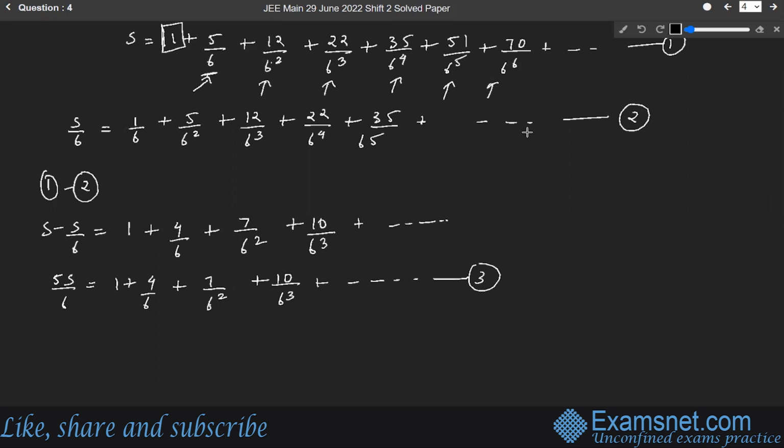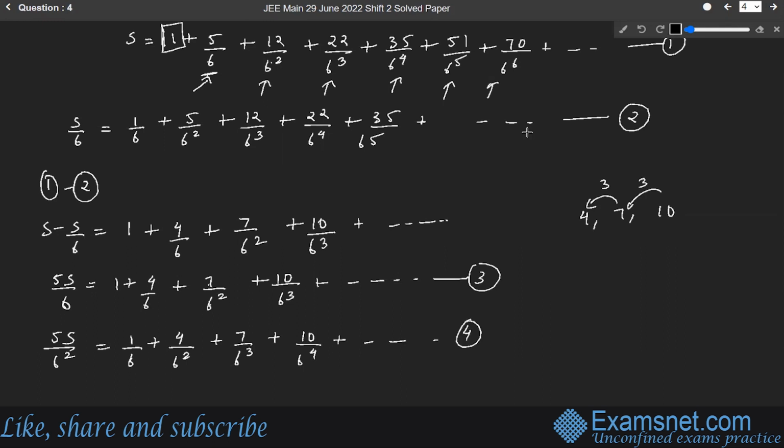But you can see that here again, after transforming this series, the numerator part is forming an AP, right? What is the numerator part? 4, 7, 10. So the difference here is 7 minus 4 is 3. 10 minus 7 is also 3. So to remove this AP, let us again divide this equation by 6. So when we again divide this equation by 6, we get 5s upon 6 square is equal to 1 by 6 plus 4 by 6 square plus 7 by 6 cube plus 10 by 6 to the power 4 and so on. Now consider it as equation number 4.